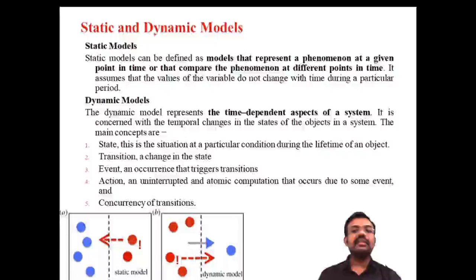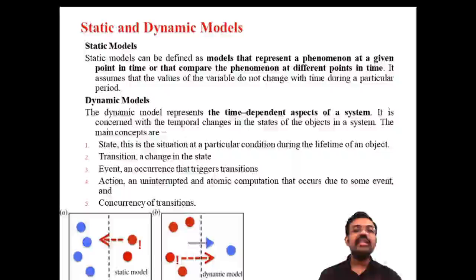So it's like a static model. It's a model that represents a phenomenon at a given point in time, or that compares the phenomenon at different points of time. It assumes that the values of the variables do not change with time during the particular period. That's one of the important assumptions of static models. This type of model is known as the static model. This is an example: suppose the economic crisis always happens, but the variables do not change with time during the particular period.